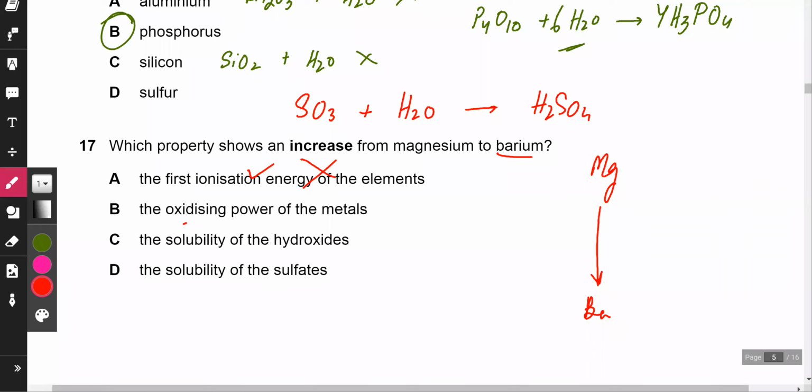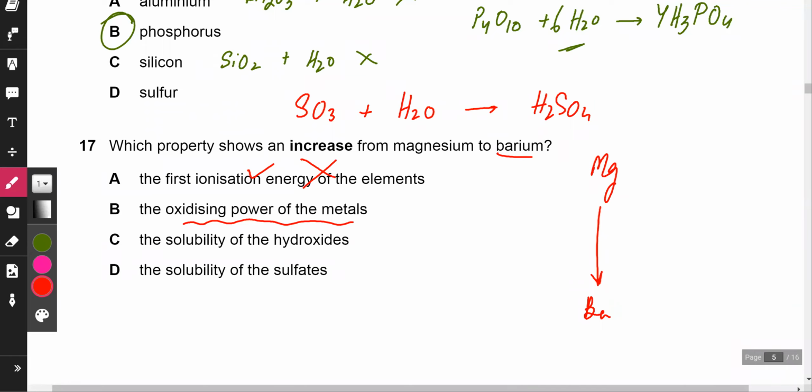So what is meant by oxidizing power? Ability to lose electrons or gain electrons? Lose electrons. Okay, does it decrease or increase? I guess barium is actually a bigger atom. I'll come to this later about oxidizing power.